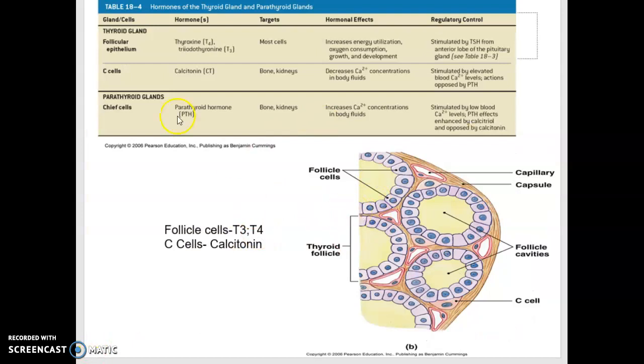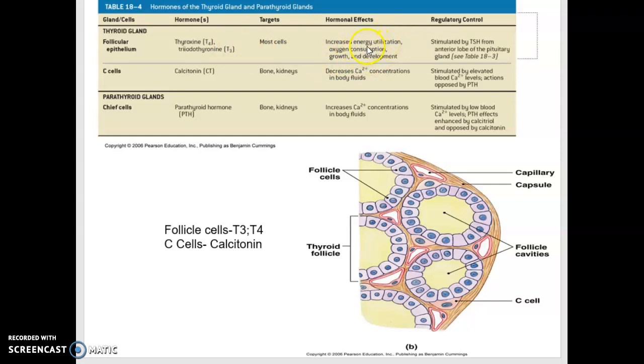Okay, this is a good chart to compare the thyroid gland to the parathyroid gland. The thyroid gland with the follicular epithelium. Notice these follicle cells here, and that's where we're going to produce our T3 and our T4. But they're going to be able to go to most cells because, again, if we say somebody is hyperthyroid, that means they are producing a lot of T3 and T4, and that's causing them to increase their energy utilization.